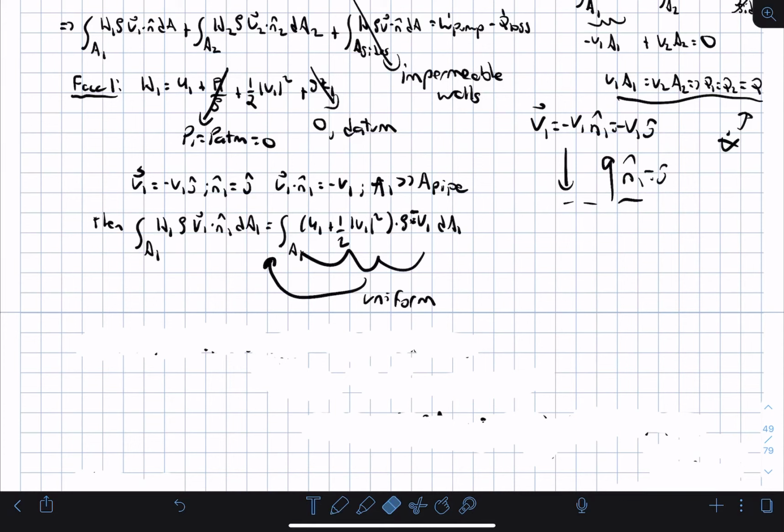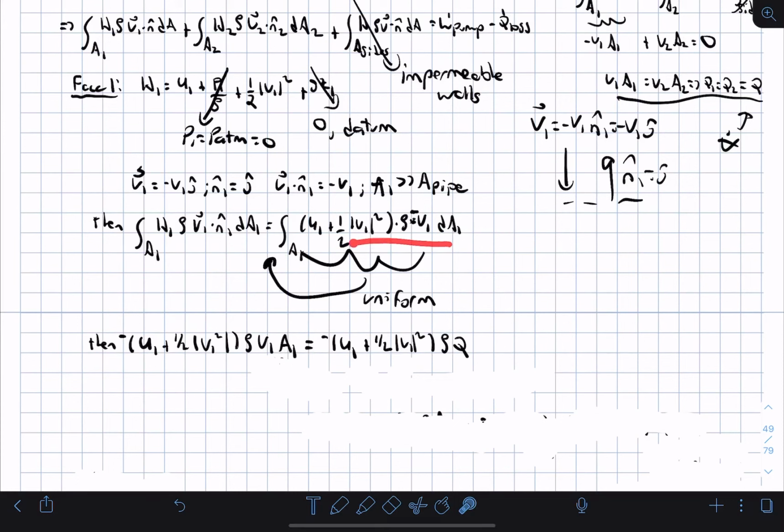Then we work through the integral here. You will wind up with just a very simple integral over A1 dA1, which is just the area. And so working through that, this entire nasty integral just turns into minus the internal energy of state 1 plus the kinetic energy times rho V A1. And V times A is just the volumetric flow rate, or Q in this problem.